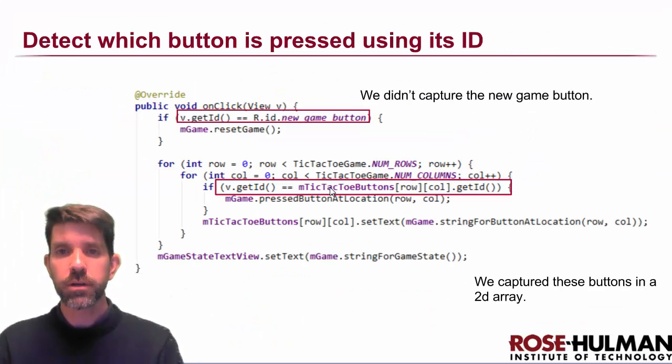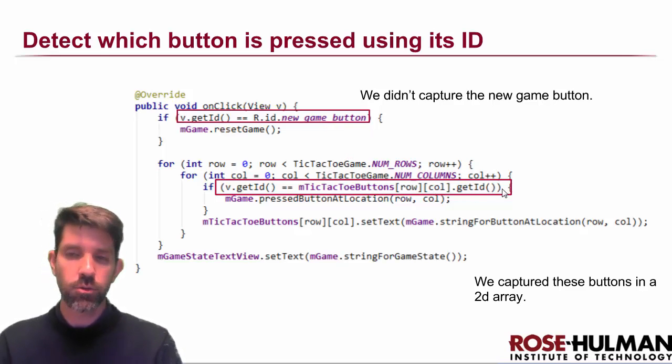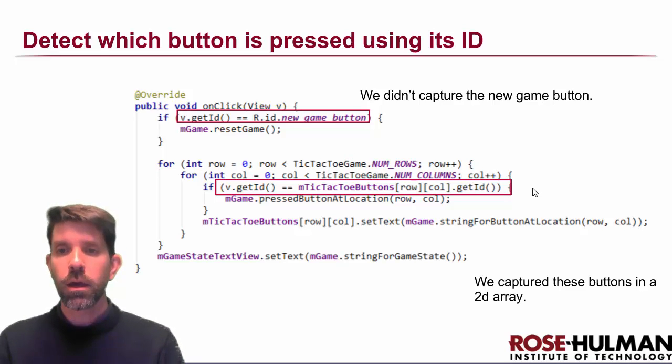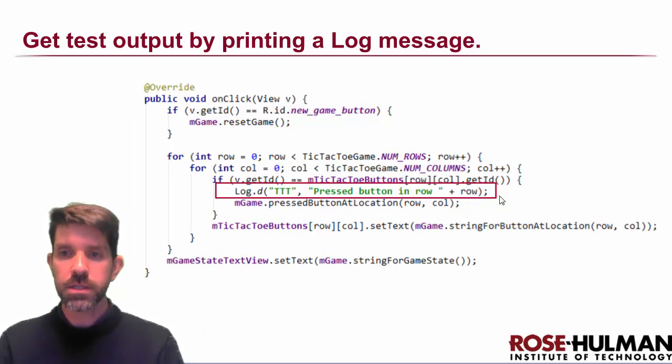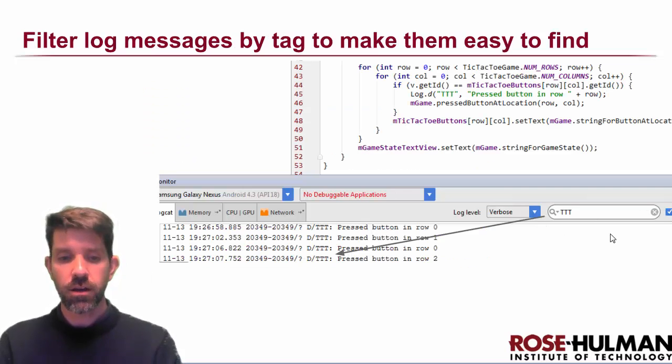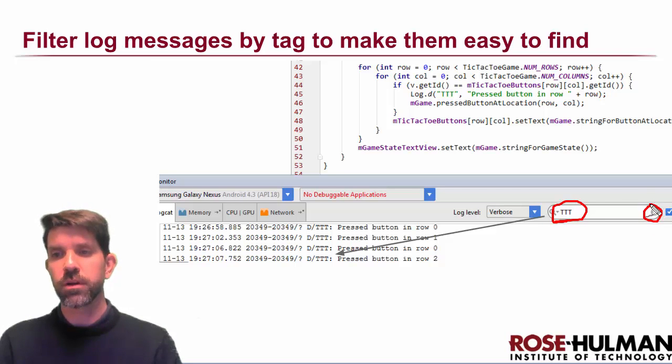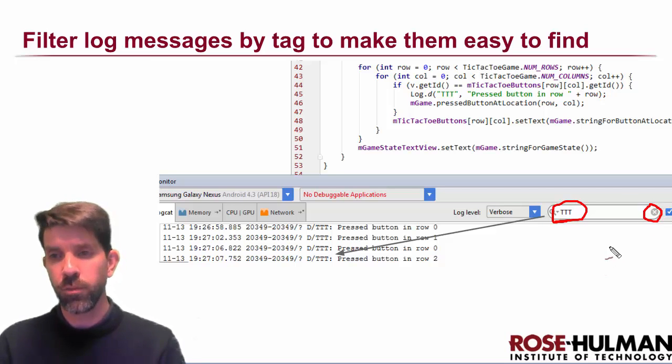So let's get the slides caught up here. So again, we used IDs to figure out what was being pressed. Since we hadn't captured the new game button, we just referred to it as the single ID from the resource file. All the other guys we had captured, and they had IDs, so we just looped over them here. Okay. And then we did the log messages, so that was cool. And then again, just setting our filter right here is kind of nice, and then it will just give us what we want. There's a check mark right here if you want to go back to sort of all output.